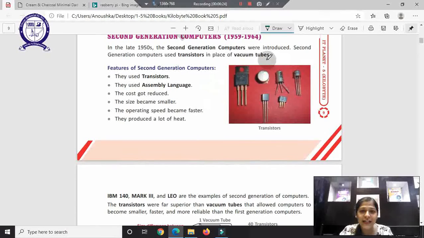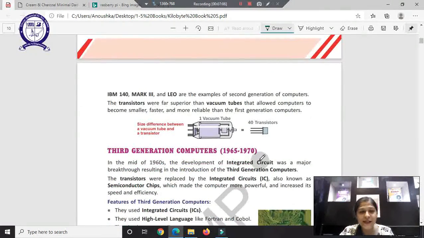Then we see the second generation computers. They used transistors, they used assembly languages, they've got some basic commands like add, sub, and things like that, but they're typically not 0 and 1. So the cost got reduced, the size became smaller. All these features are important because we are making progress by the generations. Now you'll see, what are the examples of this second generation?